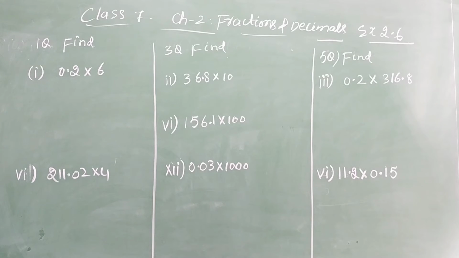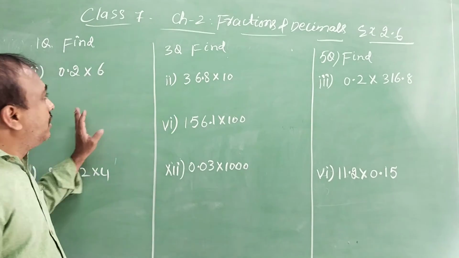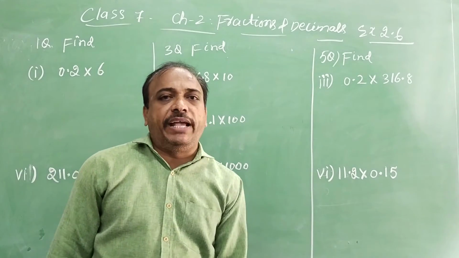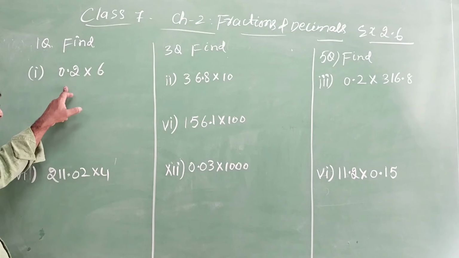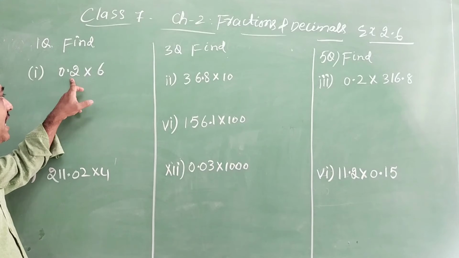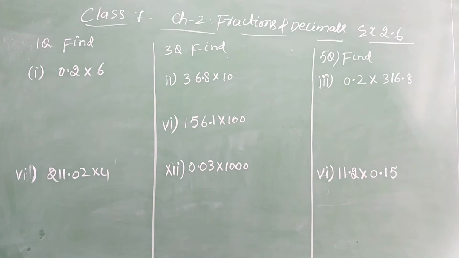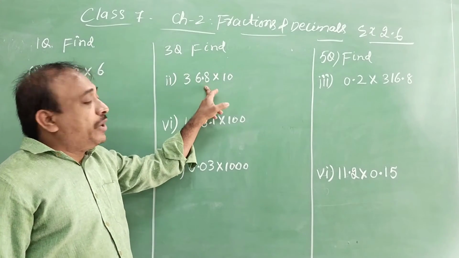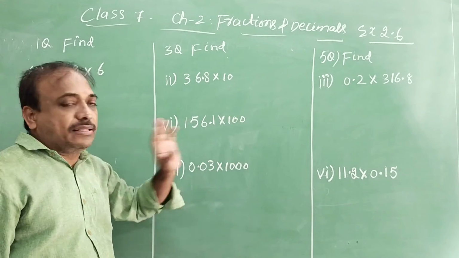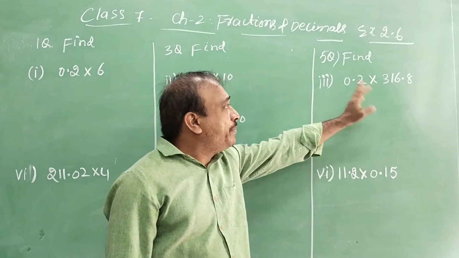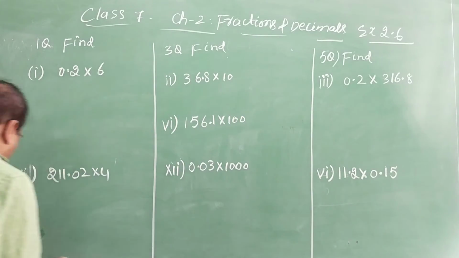So let us discuss some of the questions from exercise 2.6. Question number 1, question number 3 and question number 5. In question number 1, find. So normal multiplication: a decimal point and a whole number are given. And here, decimal point and tens, hundreds and thousand. And in question number 5, we have both decimal numbers. Let us see how to multiply.